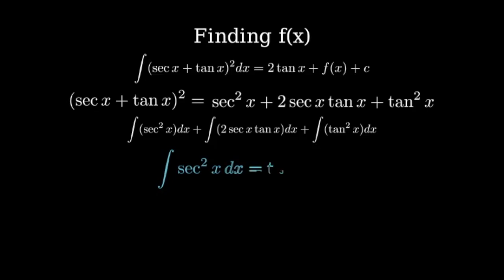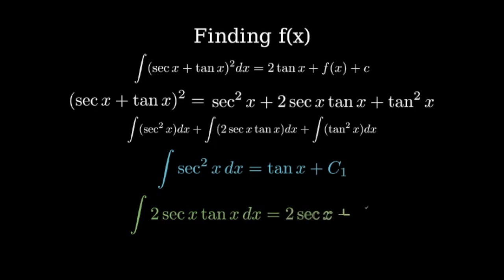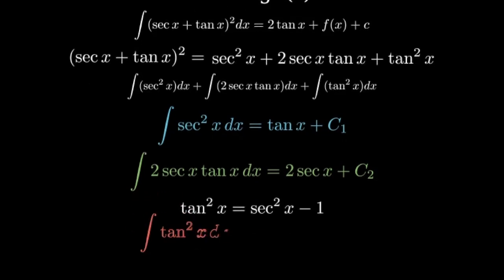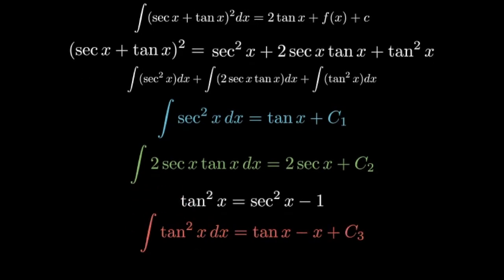The integral of sec²x equals tan x + c. For the second integral, 2 times the integral of sec x tan x equals 2 sec x + c, since the integral of sec x tan x is sec x. For the third integral, we use the identity that tan²x equals sec²x minus 1. So the integral of tan²x equals tan x minus x + c.